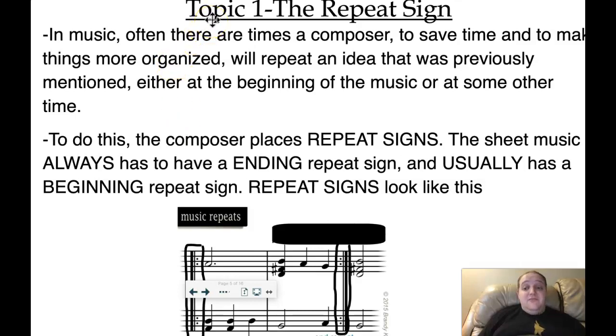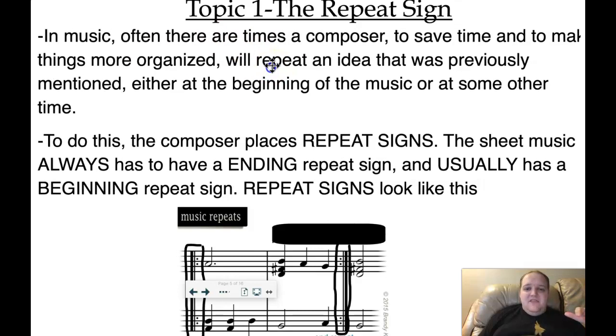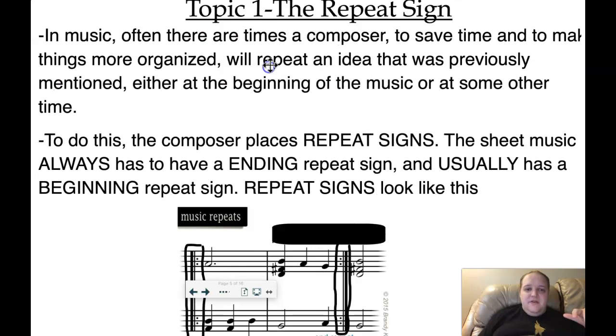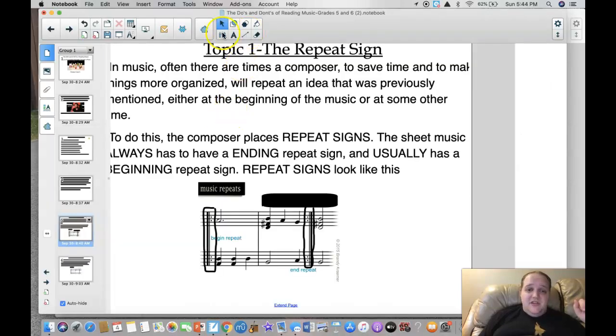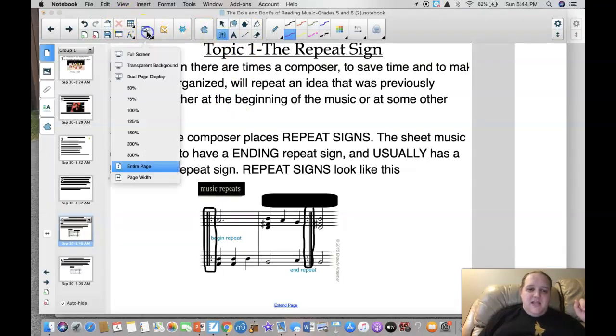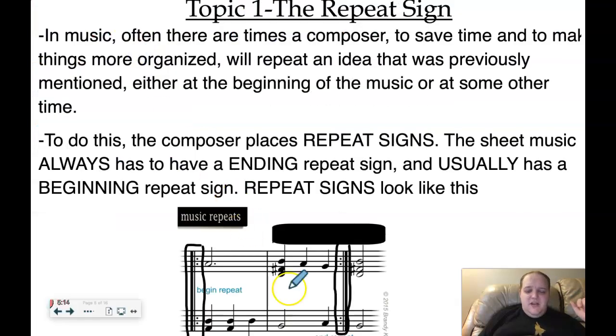And the first topic we need to really cover that we haven't covered before is the repeat sign. The repeat sign. And in music, a composer will try to save time and make things a little bit more organized. And by doing that, he'll repeat an idea that was already said either at the beginning of the music or at some other time in the music. So to do this, he'll put what he calls repeat signs in the music. So let me kind of explain that. I can point out better.